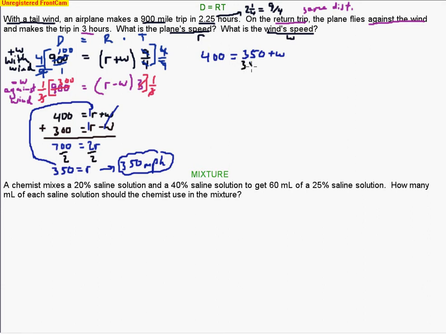Subtract that 350 from both sides, and we'll have our answer. So there it is. We've got 50 is the speed of the wind. Remember, you got to borrow. Change that to a 3. 10 minus 5 is 5. So 50 miles per hour, speed of the wind.